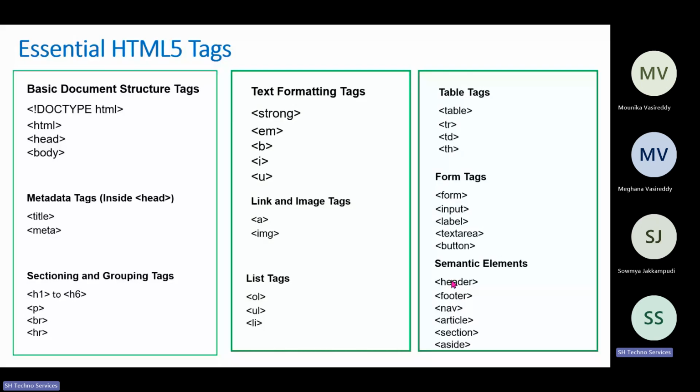Suppose there is one issue in production and you are not available, definitely another developer will work on your file. To differentiate our code, these tags give the code reader, who is reading our code, a way to know that yes, this is the header part, this is the footer part, this is the nav part. They can differentiate our code, otherwise everything will be clumsy. We need to organize our code.